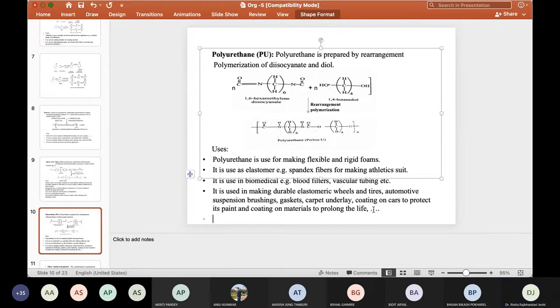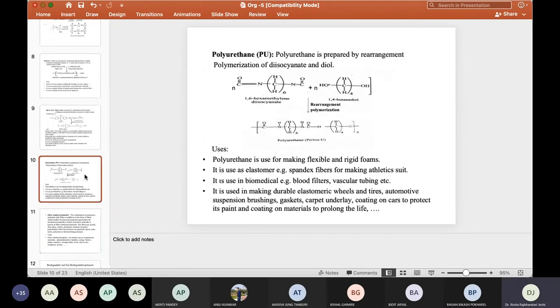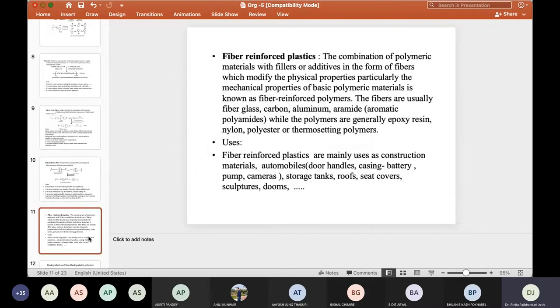Even if you don't have the book, nowadays on the internet, Wikipedia or similar sites, you will find there are still other uses. Some of the important uses I have put here. So this is about the preparation and uses of polyurethane that is prescribed in your syllabus. For condensation, you need three: bakelite, nylon 6,6, and epoxy resin. Three preparations of addition polymers, three preparations of condensation polymers, and one polymer preparation by rearrangement. Now come to fiber reinforced plastic.